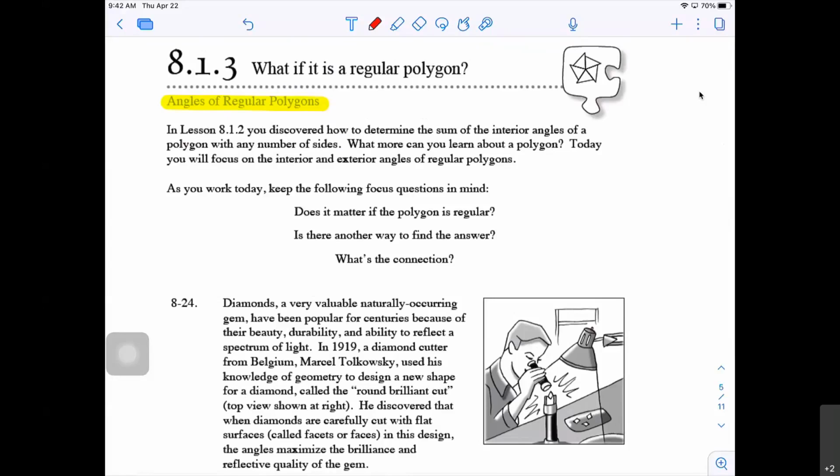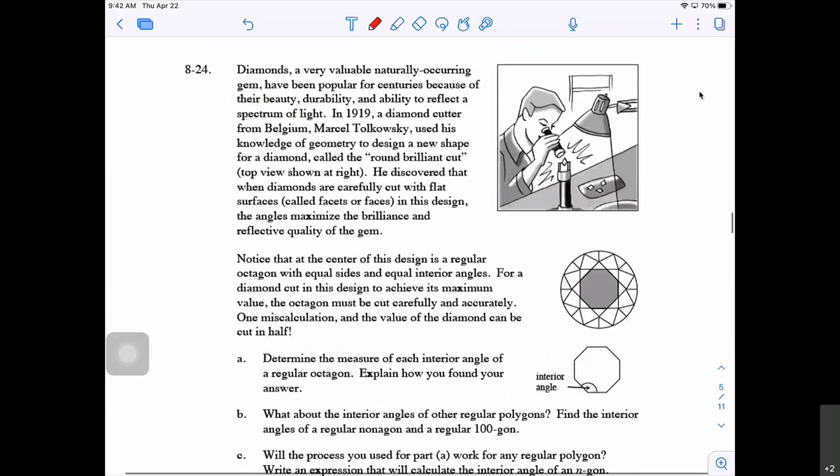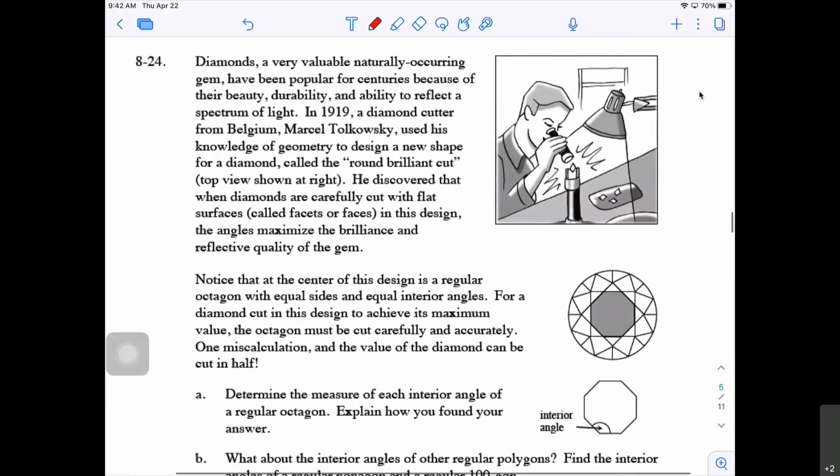And so let me give you a little bit of background information here. This is not made up. This is not a made up geometry problem. This book does a good job of getting real information versus just made up numbers and made up problems. Most of the time they do. This one's for real though.